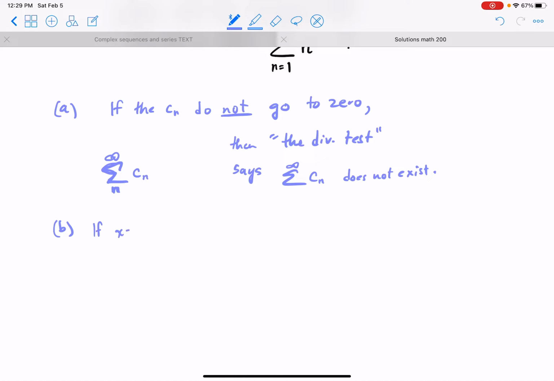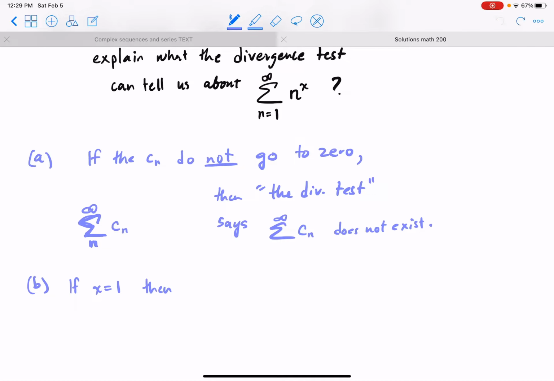Well, if x equals 1, then the sum of n to the x, c sub n equals n to the x equals n to the 1, which is just n. So the terms we're summing are just n. Well, n clearly does not go to 0. So the divergence test implies the sum of n to the x, which in this case for x equals 1, does not exist. Another way to say does not exist, you could say diverges.